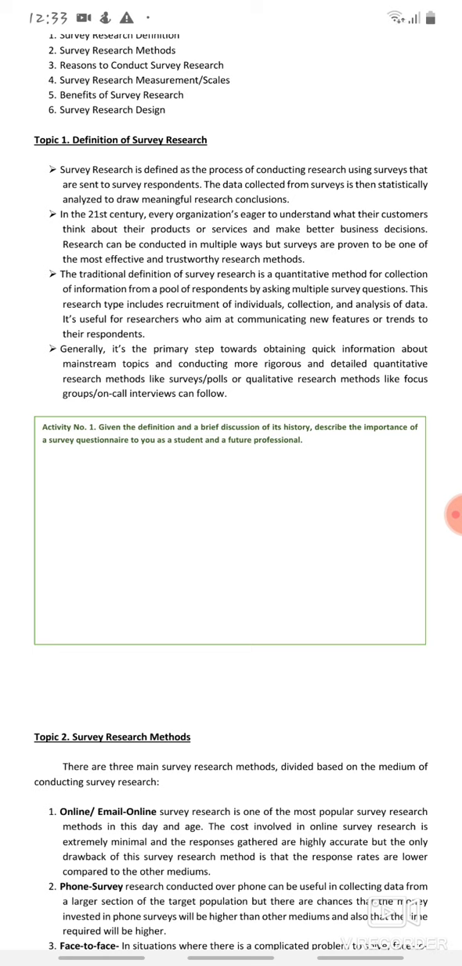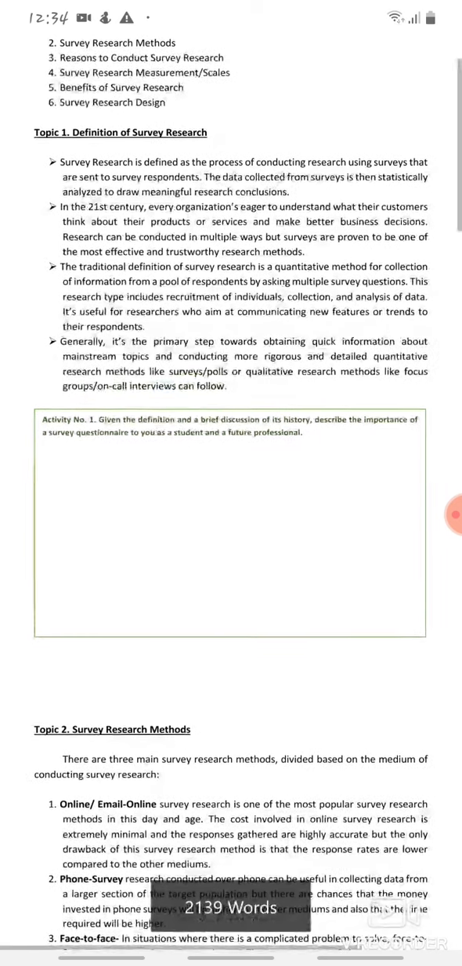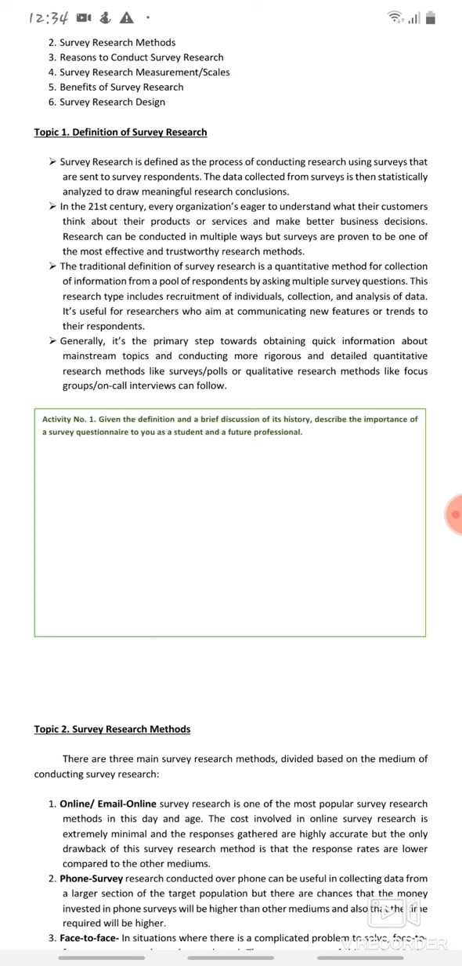Fourth point, generally, it is the primary step towards obtaining quick information about mainstream topics and conducting more rigorous and detailed quantitative research methods like surveys or polls, or qualitative research methods like focus groups, on-call interviews, among others. So that is the definition of survey research.